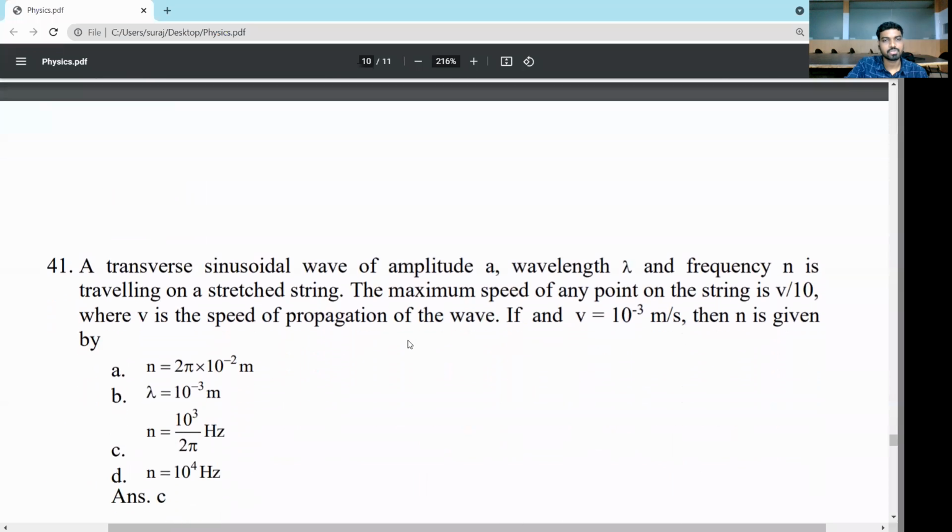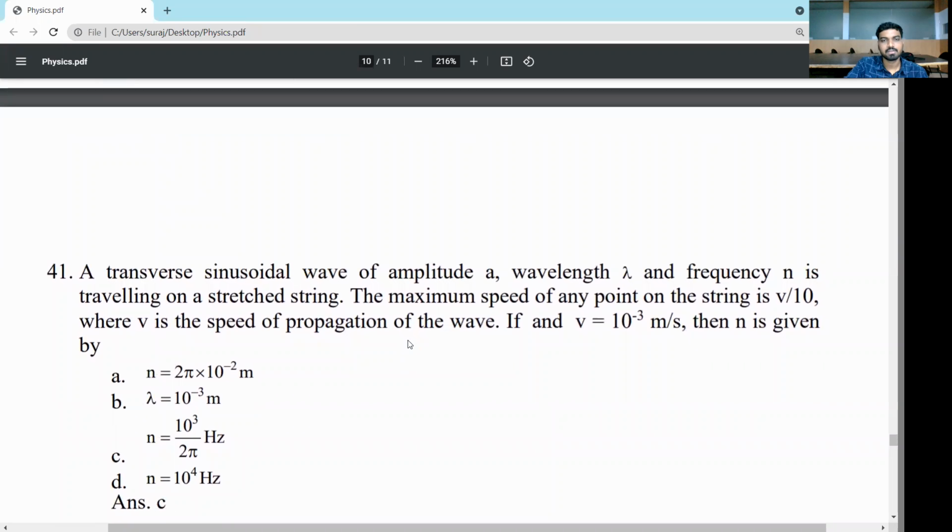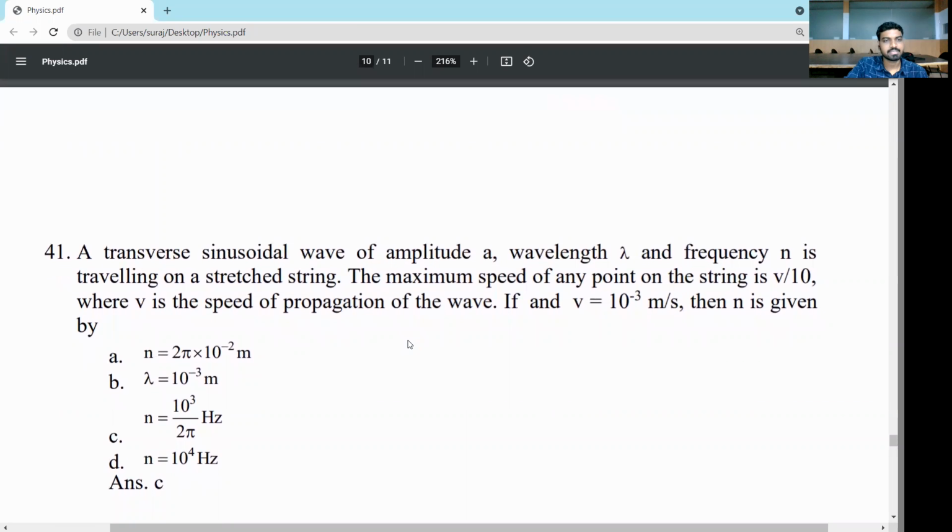A transverse sinusoidal wave of amplitude A, wavelength lambda and frequency n is traveling on a stretched string. The maximum speed of any point on the string is v by 10, where v is the speed of propagation of the wave. If v equals 10 power minus 3 meter per second, then n is given by?